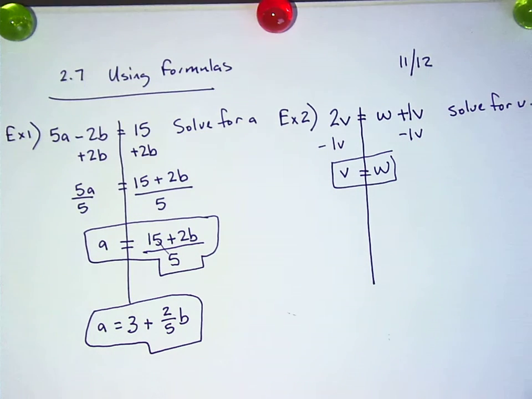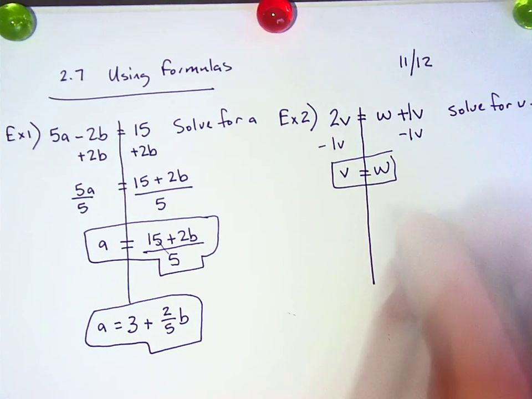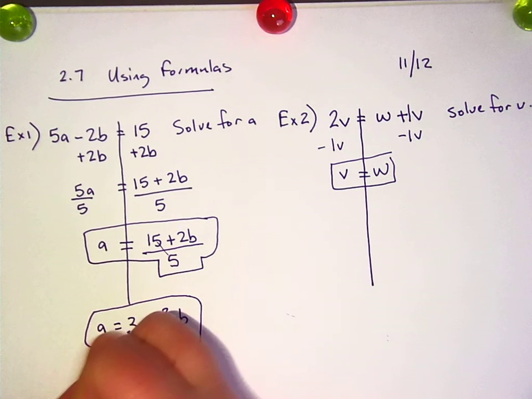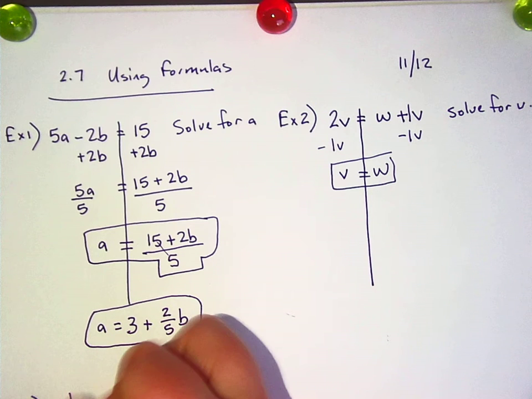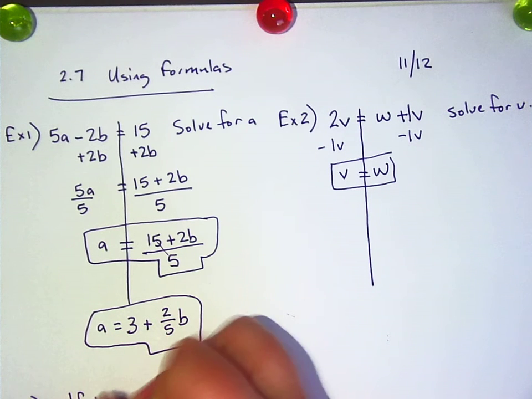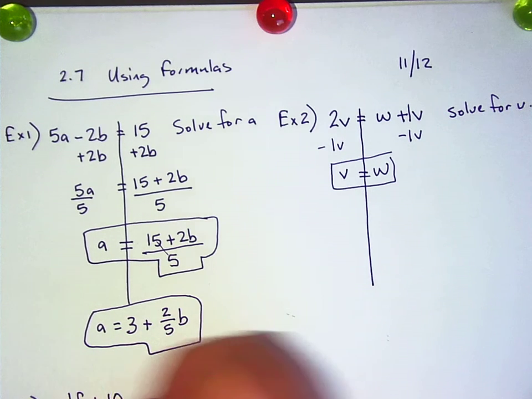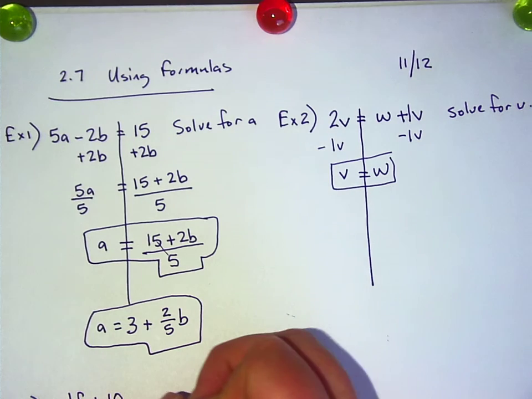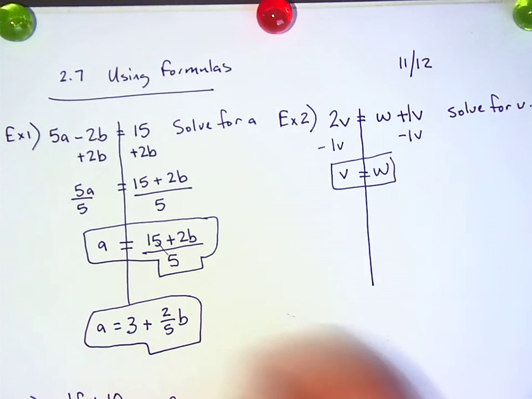Okay. The last one we're going to do is this one. Let's do example 3. df plus 10 divided by 6 equals g.